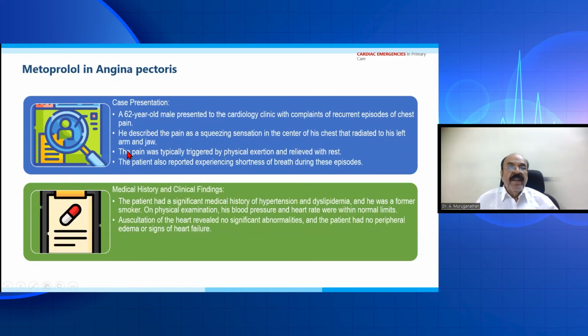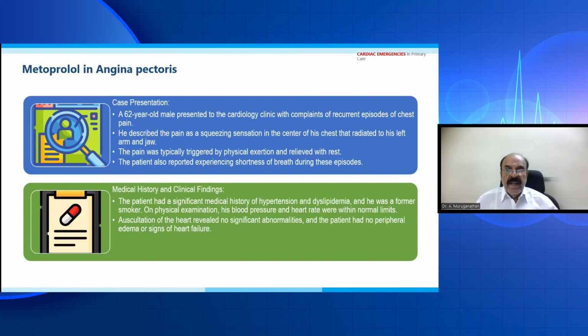There is another case, a case of angina pectoris: a 62-year-old man with complaints of recurrent chest pain. He described the pain as a squeezing sensation in the center of the chest, radiating to his left arm and jaw. The pain was typically triggered by physical exertion and relieved with rest. The patient also reported experiencing shortness of breath. He had a significant medical history of hypertension and dyslipidemia, and he was a former smoker.